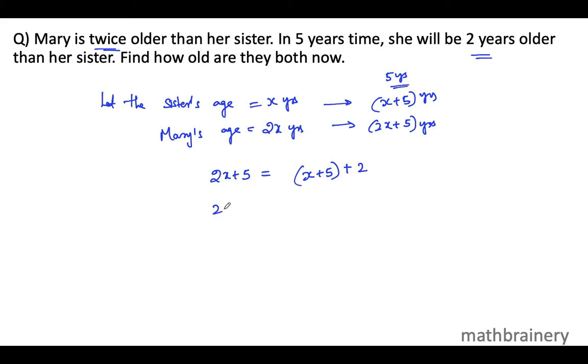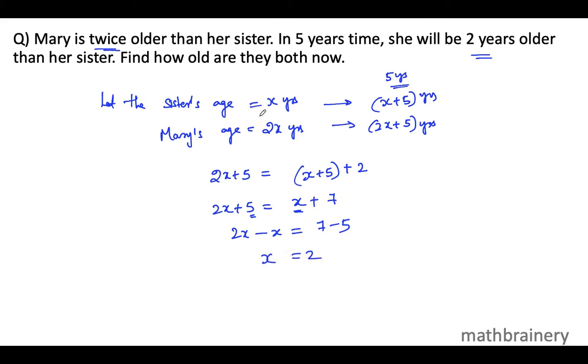Let's simplify this now. You have 2x plus 5 is equal to x plus 5 plus 2, which is 7. Let's transpose. You have 2x minus, let's transpose this x to the left hand side, it will be 2x minus x, and transpose 5 to the right hand side, this must be 7 minus 5. 2x minus x is x, 7 minus 5 is 2.